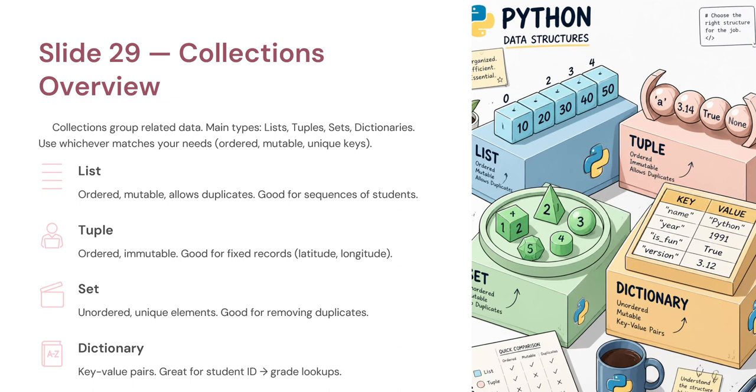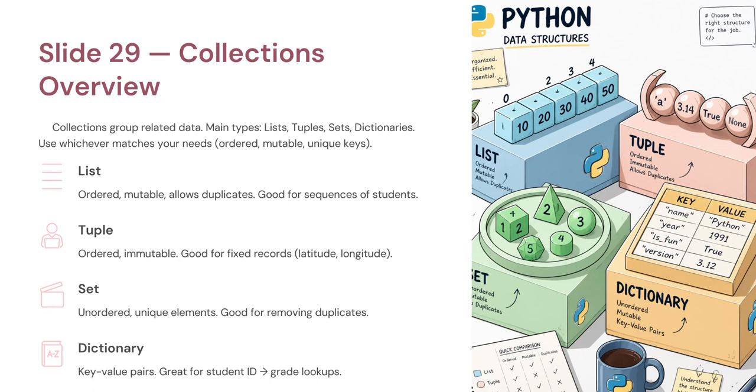Now imagine you want to store information about a thousand students. Creating a thousand separate variables is impossible. That's why Python provides collections. Collections allow us to store multiple values together. Python has four important collections. Number one list, number two tuple, number three set, number four dictionary.